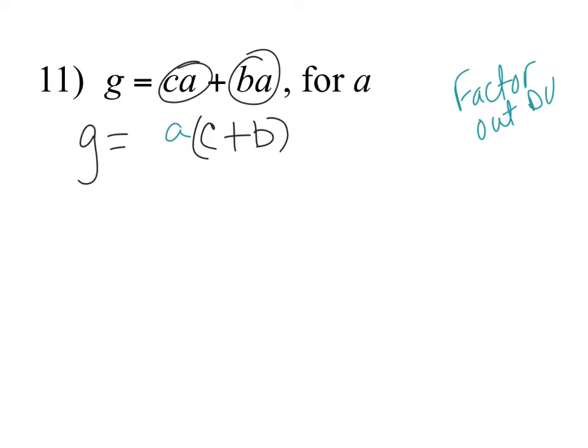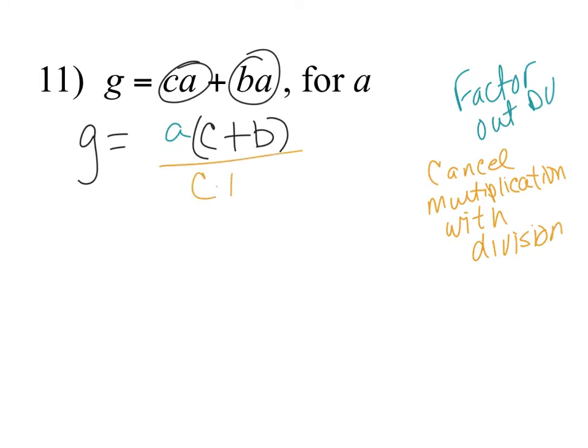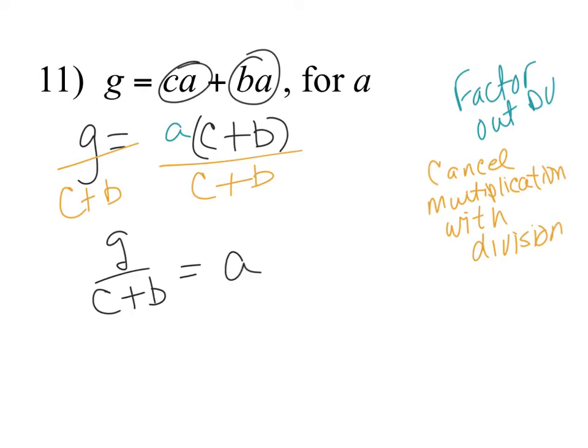So I've got G is equal to A factored out of C plus B, and then to get the A by itself, I just need to cancel multiplication with division, because I'm multiplying that A by C plus B. So what I do to one side, I have to do to the other. So that leaves me with G over C plus B.